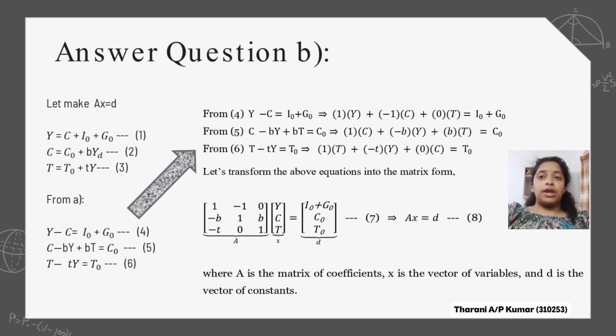Now, I write the matrix form. The coefficient matrix A is: first row 1, minus 1 and 0; second row minus B, 1 and B; third row minus t, 0 and 1. The vector of variables X is Y, C and T. The constant vector D is I sub 0 plus G sub 0, C sub 0 and T sub 0. Therefore, the matrix equation is AX equals D.